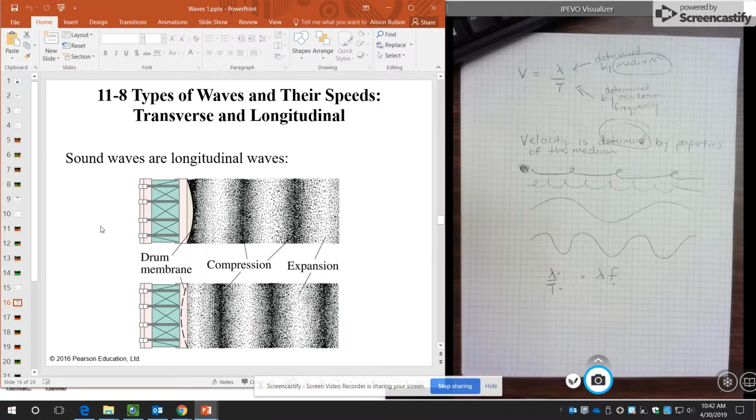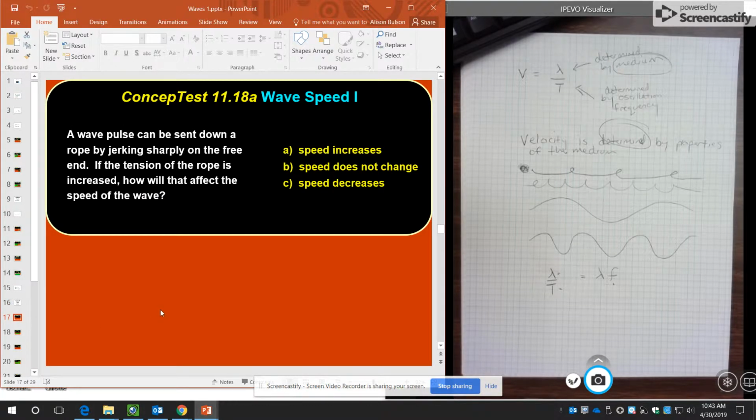bends back inside of the drum, at least a little bit. And so in bending back inside of the drum, the air nearby gets expanded. That expansion moves on to the right as the drum membrane pushes out again, and it happens in successive compressions and expansions, creating this ongoing longitudinal or compression wave. I'm honestly not sure why that slide is there. It should have been back with the longitudinal versus transverse definition.